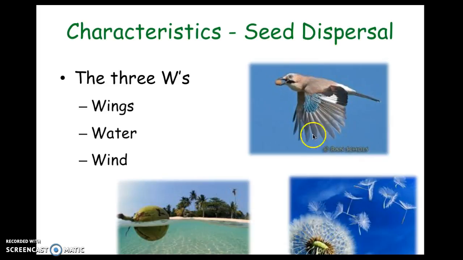So wings: maybe a bird eats some sort of seed and poops it out somewhere else, or simply carries it off. Water: seeds can float to a new environment. Or wind: maybe seeds that are small enough might drift with the wind to a new favorable environment where they can grow.